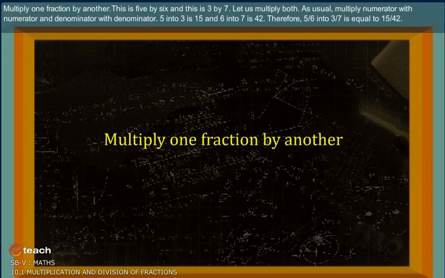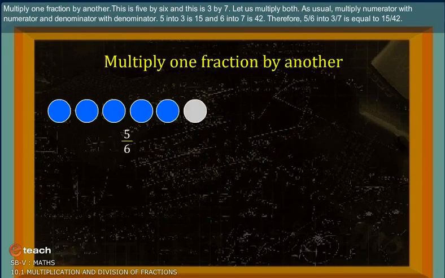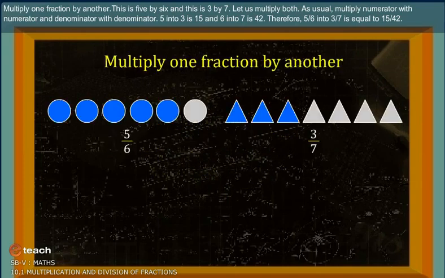Multiply one fraction by another. This is 5 by 6 and this is 3 by 7. Let us multiply both. As usual, multiply numerator with numerator and denominator with denominator. 5 into 3 is 15 and 6 into 7 is 42. Therefore, 5 by 6 into 3 by 7 is equal to 15 by 42.